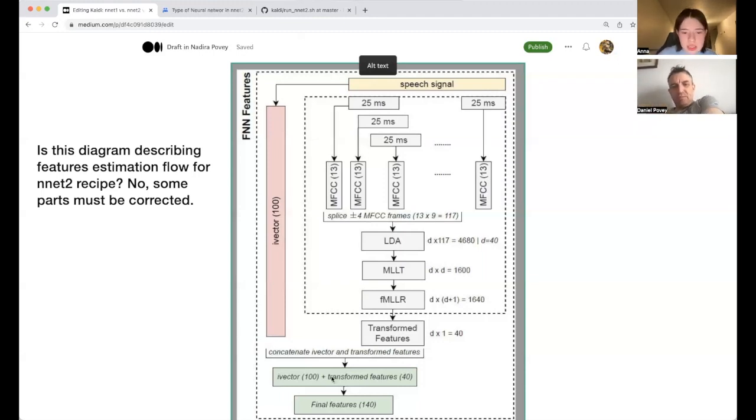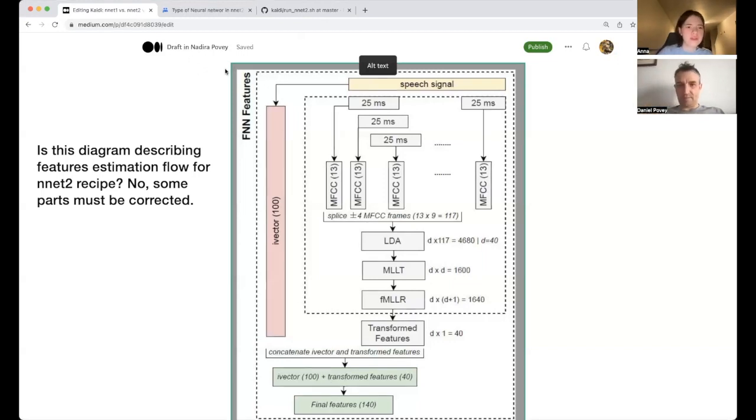Okay, and is this transformed feature an X vector or not? No, the transformed features are the per frame features. It represents the MFCC plus LDA plus everything features. That's one per frame. The I vector would be the same on every frame because it's extracted at the whole speaker level or the whole segment level.